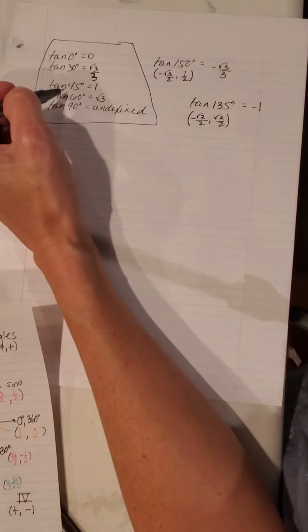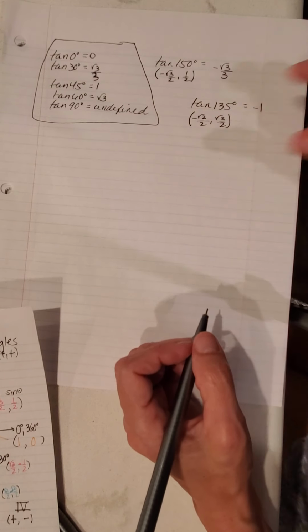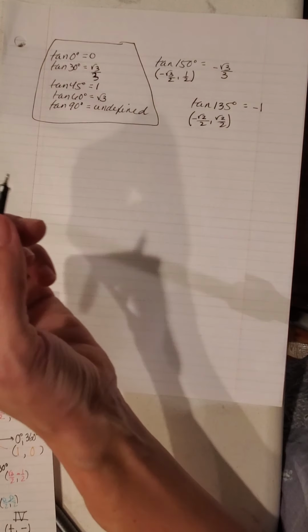That's how we use the unit circle and these values right here to find tangent of all the other angles. We use these angles and the x and y coordinates of these angles to find the sine and cosine of all sorts of different angles. And now we can also use the unit circle and these angles to find the tangent.